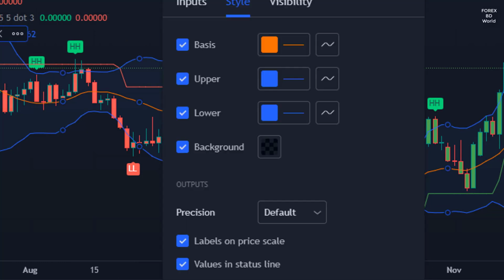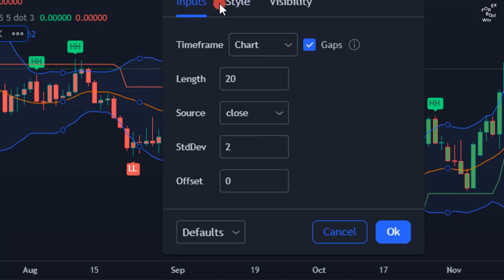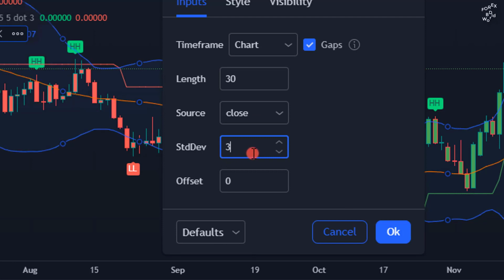Finally we will set the Bollinger Band indicator. Just go to the settings option and then select 30 in the length option of the input page. Then enter 3 in the option below. You should enter 3 instead of 2. After that, the work is done.